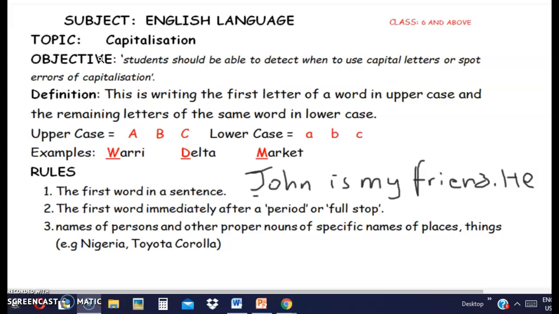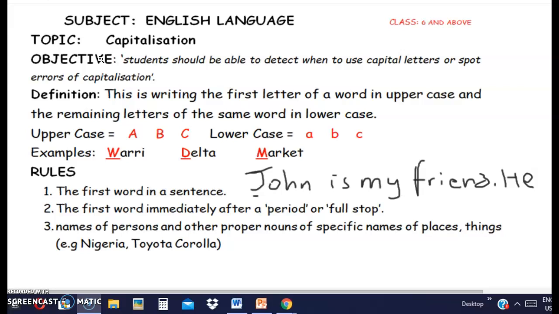This is my first class Made from Home, and today we are going to be looking at the topic capitalization in English language. By the end of this video, I would expect that students should be able to detect when to use capital letters or spot errors of capitalization. So please listen attentively and learn.